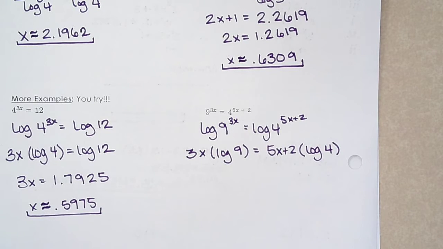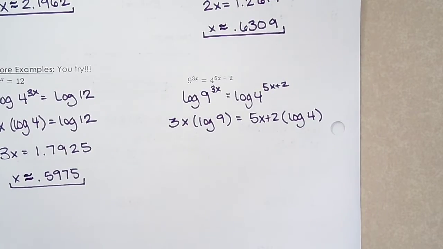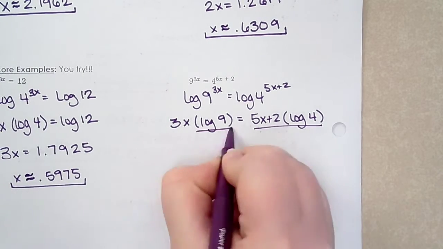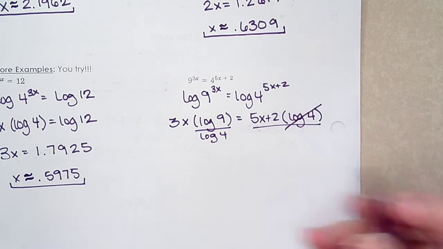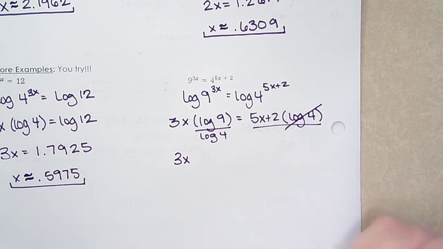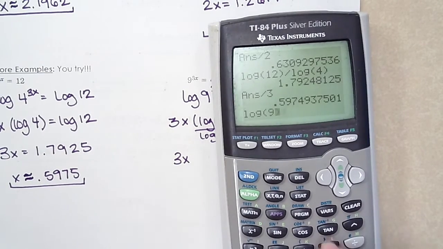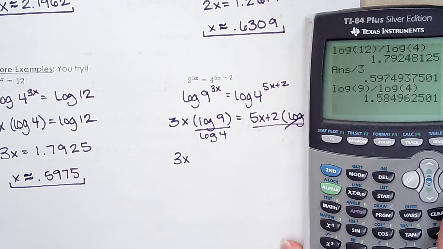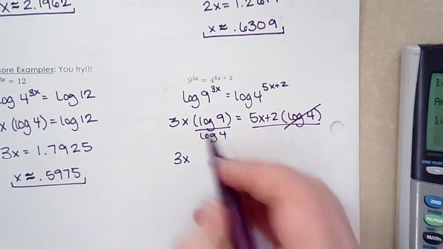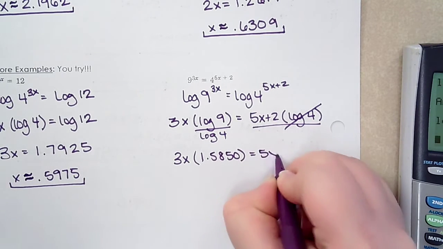Now all I have to do is get rid of those logs. However I want to do that, I could divide by the log of 9. I could divide by the log of 4. In this case, I think I'm going to divide by log of 4. I just like working with the bigger number on top, I guess. So 3x outside of whatever number that ends up being. Log of 9 divided by log of 4 is 1.5850. 1.5850 equals 5x plus 2.